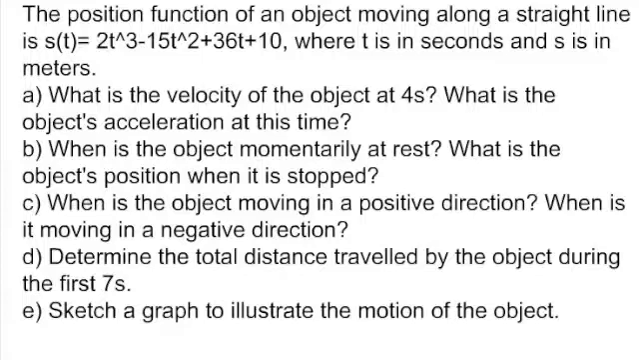I want us to look at question A. The first part of this question is asking for the velocity of an object at 4 seconds. Immediately we know that this question has to do with the derivatives unit of this course, because in order to find the velocity of an object, we must first find the first derivative of its position function.